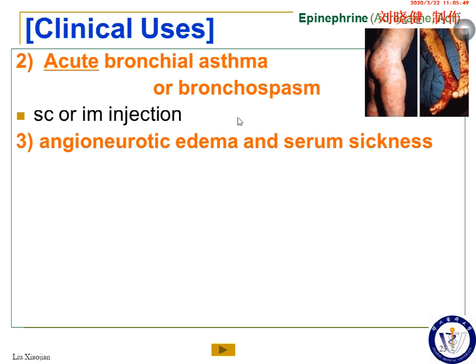In this serum sickness, it is often caused by infusion of animal serum antibody. So it also induces allergic reactions like this picture shows. The symptoms of patients with serum sickness are sometimes also relatively dangerous. To correct these allergic reactions, epinephrine also is very useful.